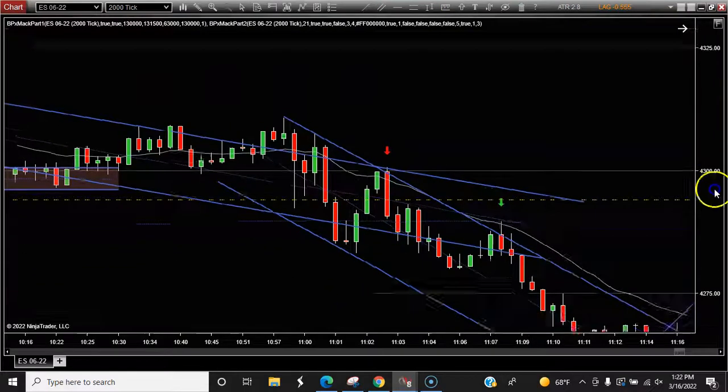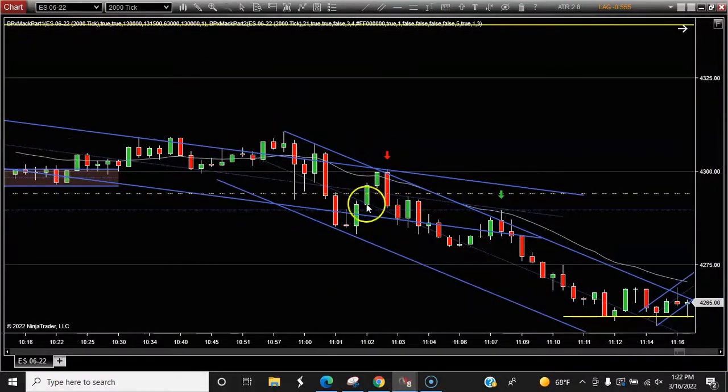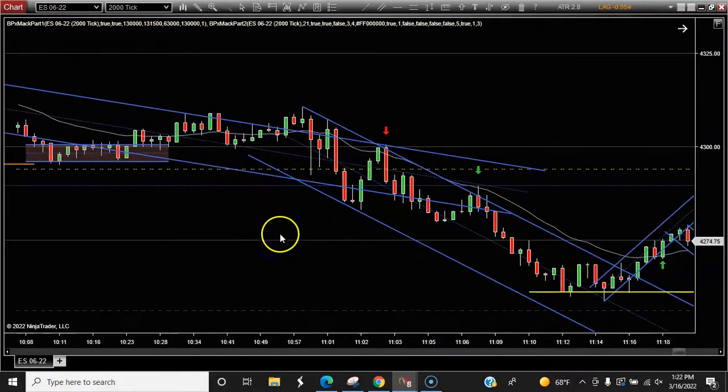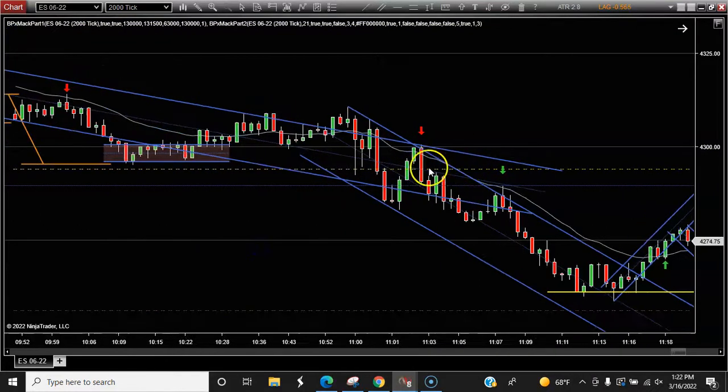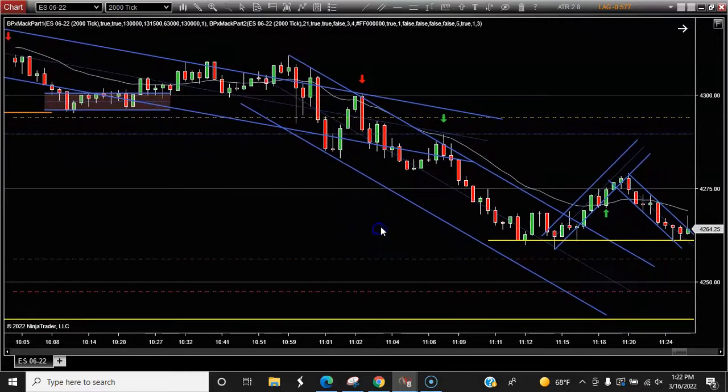This is probably a news item. I didn't even check today. Second entry, failed second entry long right here. Way too risky. I think it's like 20 or 30 ticks or something, 50 ticks maybe. I wouldn't take it, but that follows the rules.